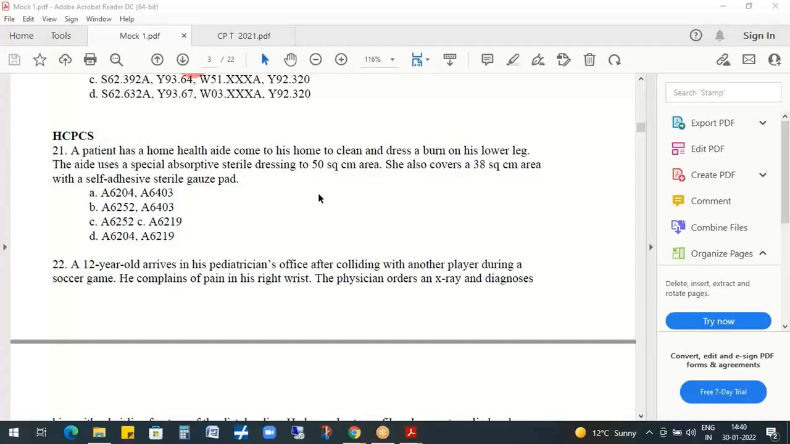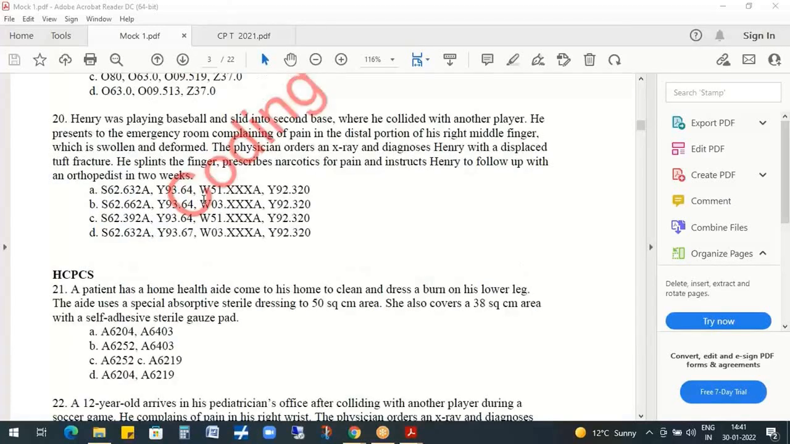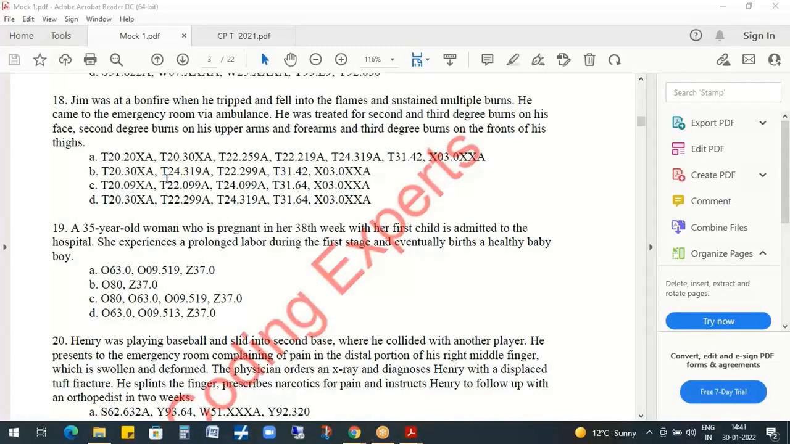Sir, but in the answers, all the options have T31.42, T31.64. See, if you look at option B, T20.30XA, option B is the same, but the second code, one is 319, one is 299. There you can differentiate the options. Sir, in that T31.42 is there. T30. That is what I am saying. No need to see this code. Try to rule out based on the rest of the codes. Understood what I am saying?